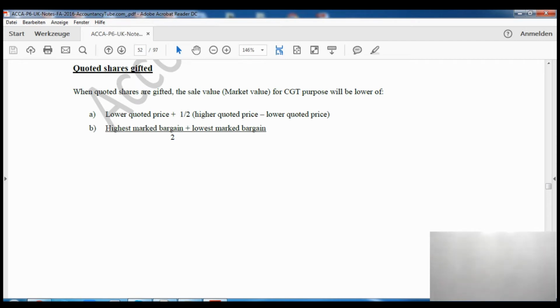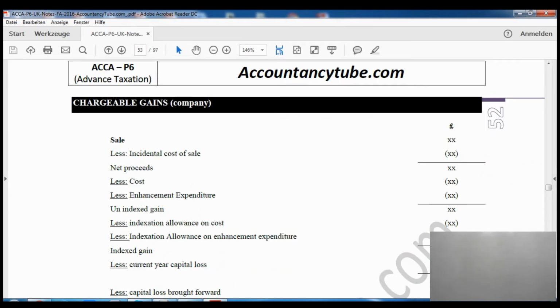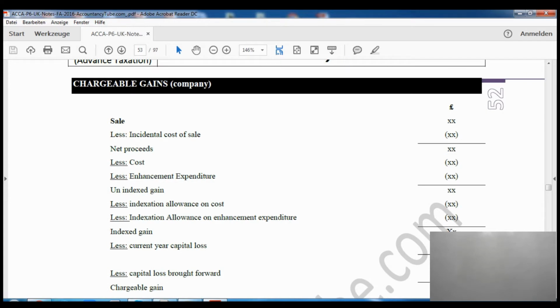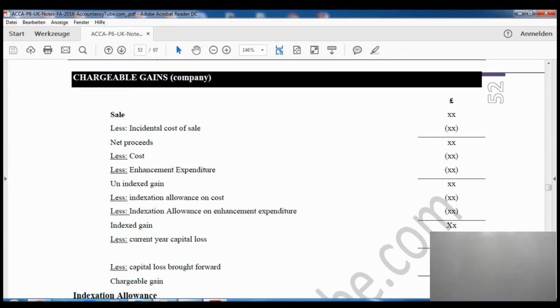right? Now on the next page, page number 52, don't worry about quoted shares. We'll do a question on that in the next video or the following video. Now on the next page, page number 52, it says capital gains tax for companies. Almost everything is exactly the same. The only difference is that individuals get the annual allowance, as I said, 11,100, whereas companies do not get any annual allowance, but instead they get indexation allowance. Indexation allowance basically involves inflation and other economic factors.